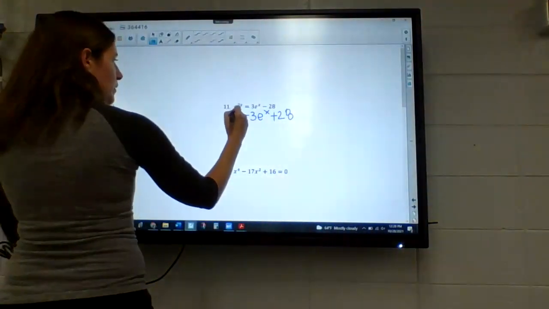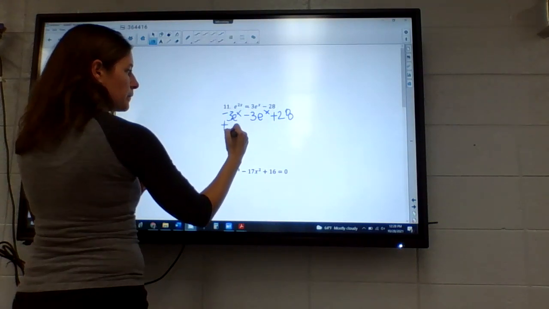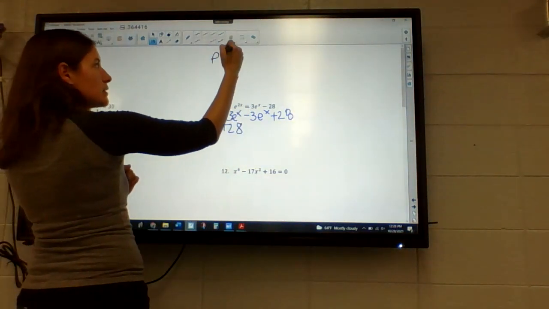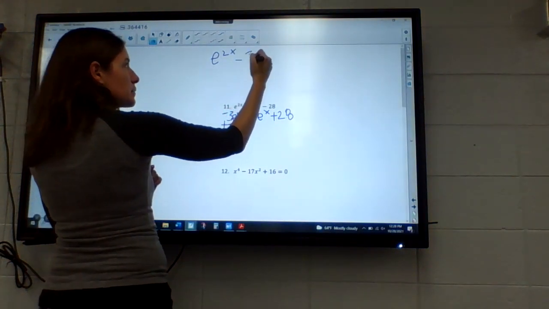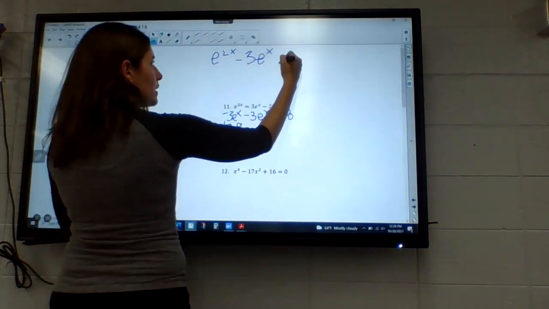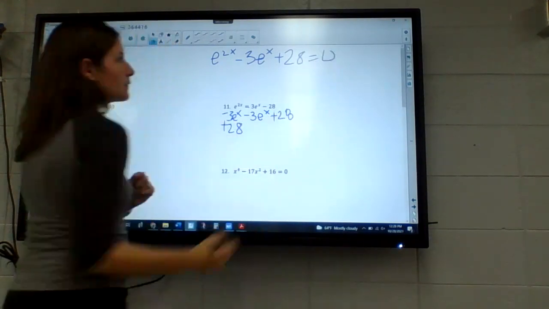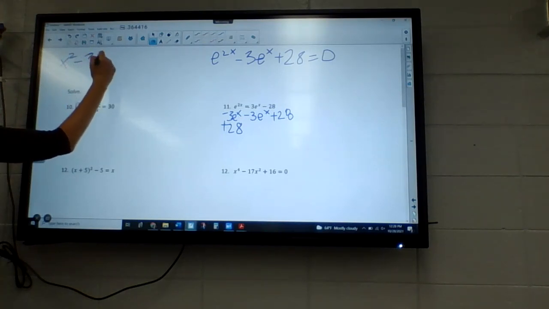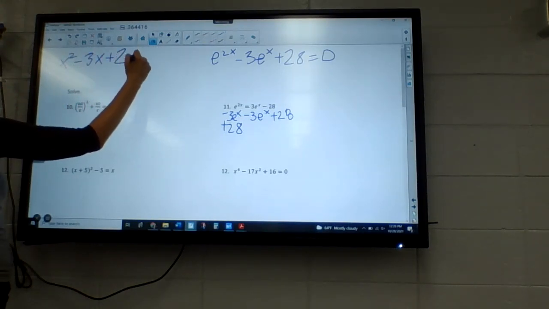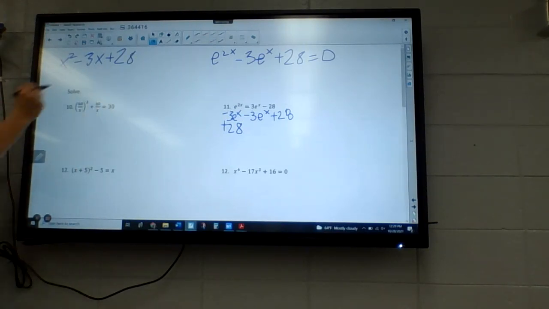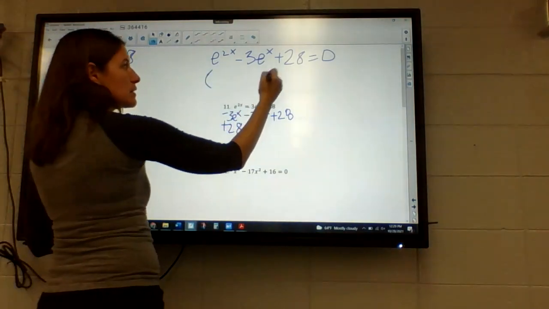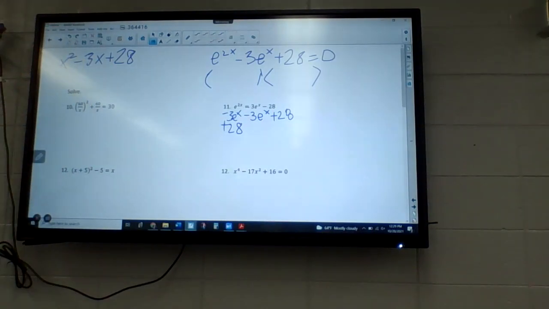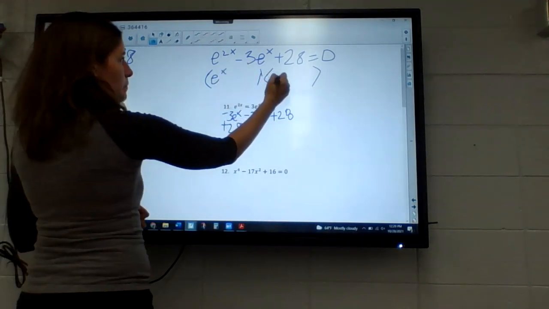So I'm moving these both over. So this would be e to the 2x minus 3e to the x plus 28. Again, I think this looks a lot like this problem. So essentially this is kind of like that u substitution idea, the chunking idea, is that I know to factor this, e to the 2x, I'd have to multiply e to the x times e to the x. Just like I would have to multiply x times x to get x squared.